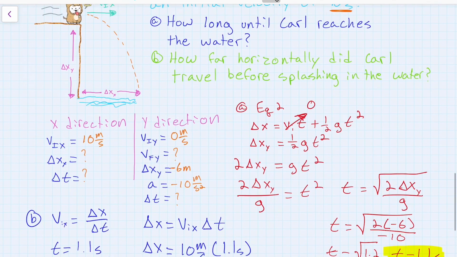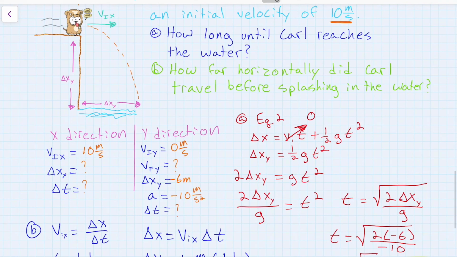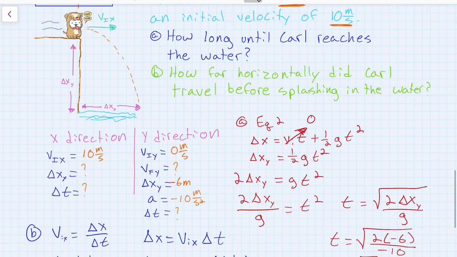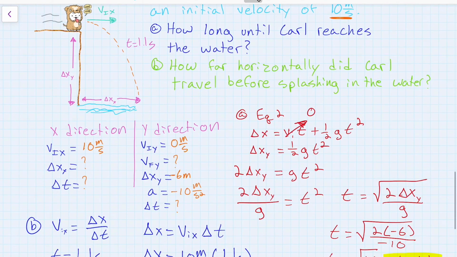Okay, so what this means is that the moment Carl left the top of the cliff, it took him 1.1 seconds to fall and hit the water, and then we used that time to figure out how far away he landed from the base of the cliff, which is 11 meters. So that's what we need to do to solve these problems: we need to break the motion into its x direction and the y direction.